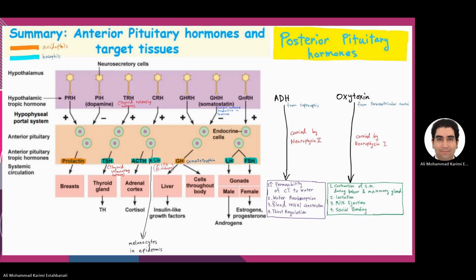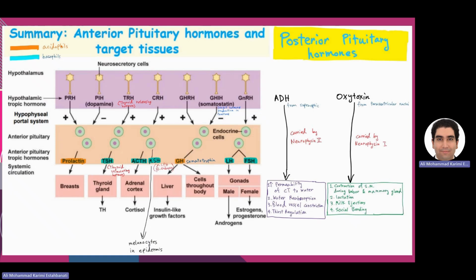Now, the function of the ADH is basically going to our kidneys, to our distal convoluted tubules, and causing increased permeability to water in that area. Therefore, this hormone will cause water reabsorption, and it will regulate our thirst and the water level in our body.